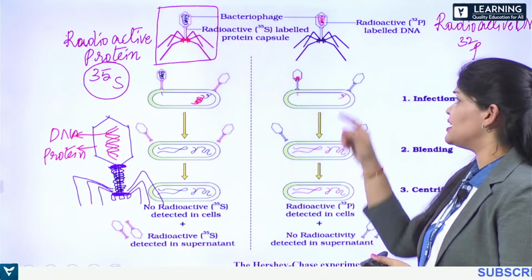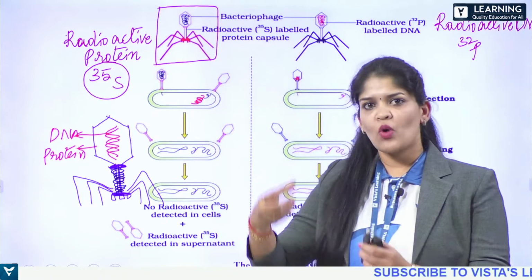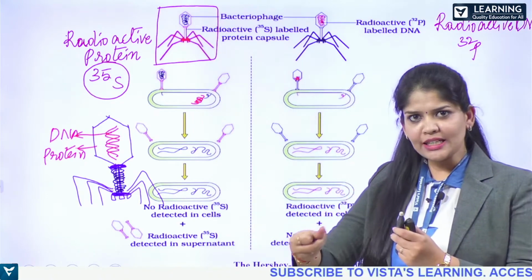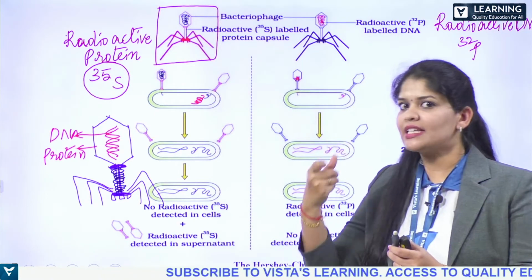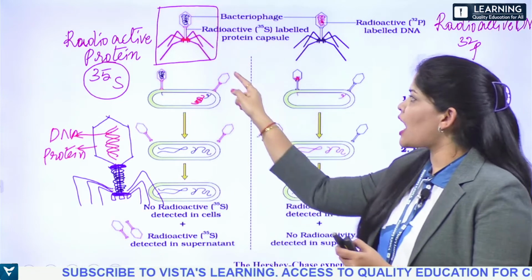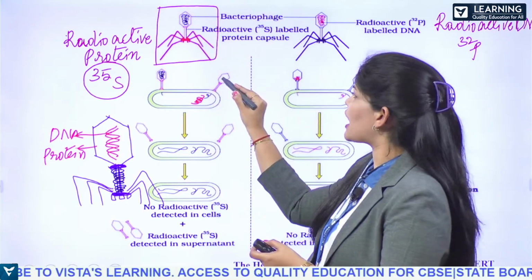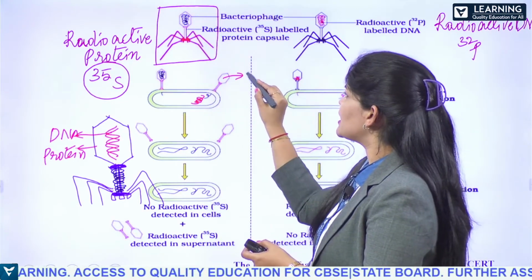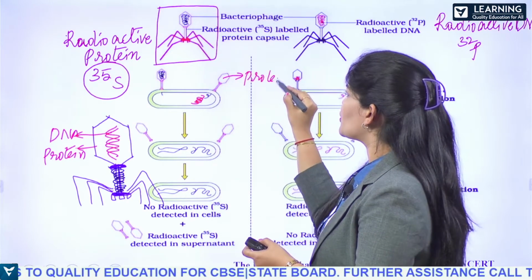Now, just like a syringe, once the liquid is passed into the bacterium, that means the genetic material is injected by the viruses, the outside part, we call this the protein coat.